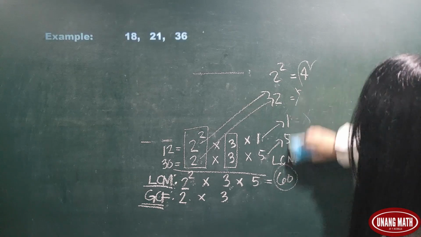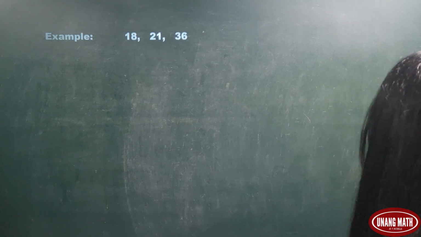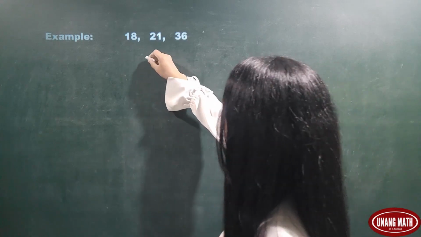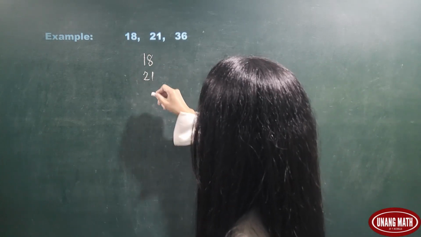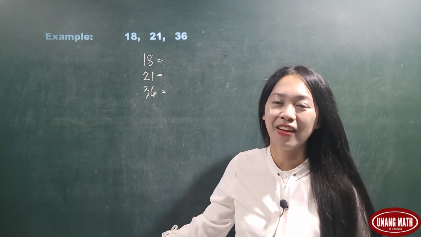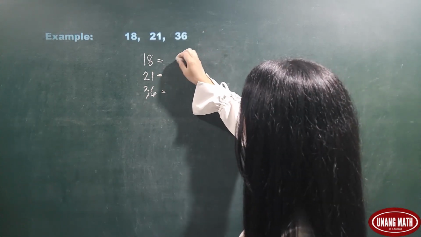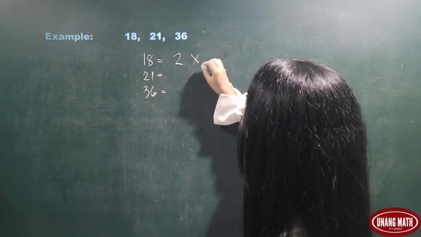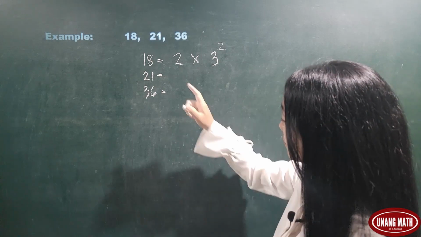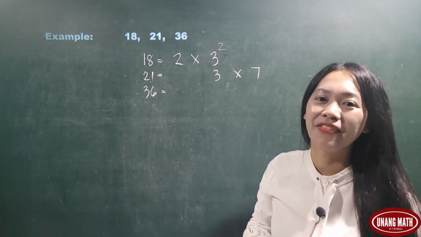Okay, let's have another example. This time let's find the LCM of 18, 21, 36, and we will use the prime factorization method. So first, we need to find the prime factorizations of 18, 21, and 36. Let's start with 18. 18 is 2 times 9. 9 is 3 squared. So 18's prime factorization is 2 times 3 squared. How about 21? 21's prime factorization is 3 times 7.